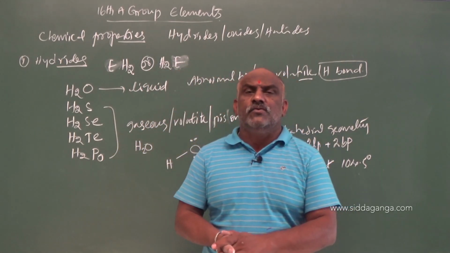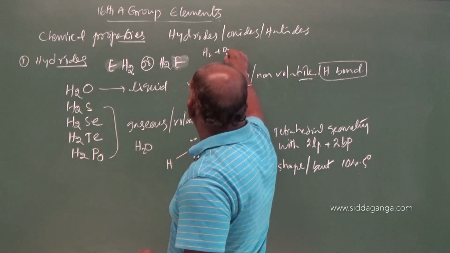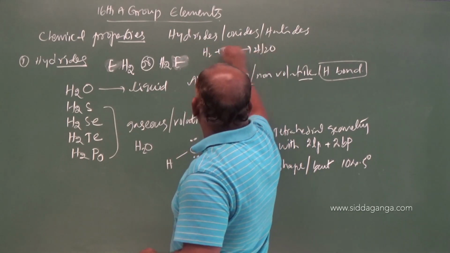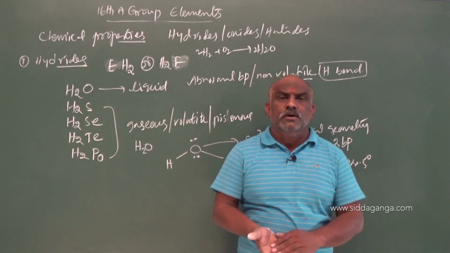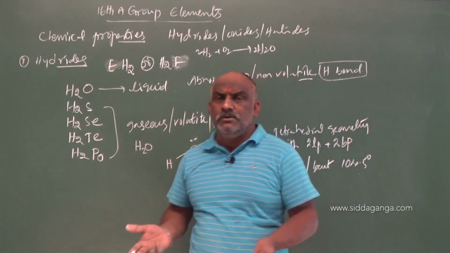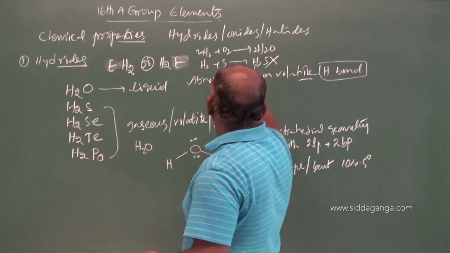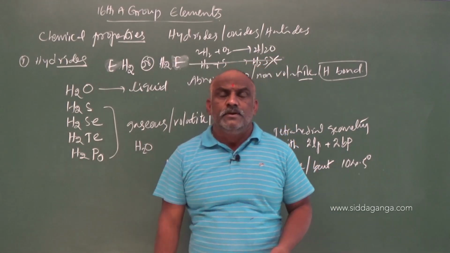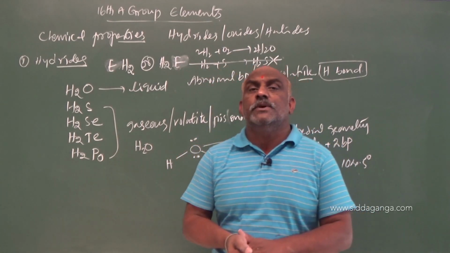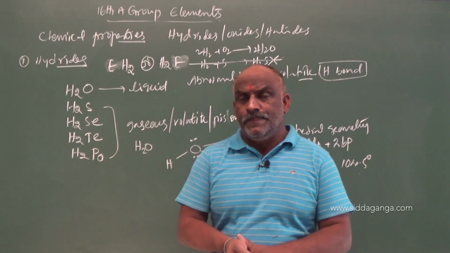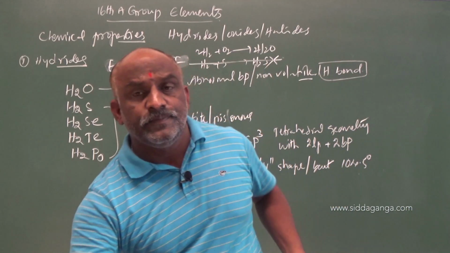We know the preparation of water. How to prepare water? Simply add H2 plus O2 gives rise to H2O. Addition of hydrogen to oxygen gives rise to the water molecule. Like this, H2 plus S gives rise to H2S. This is not possible, my dear students, make a note. Sulfides, selenides, tellurides cannot be prepared by directly combining the constituent elements. Water can be prepared that way, but the remaining ones cannot.